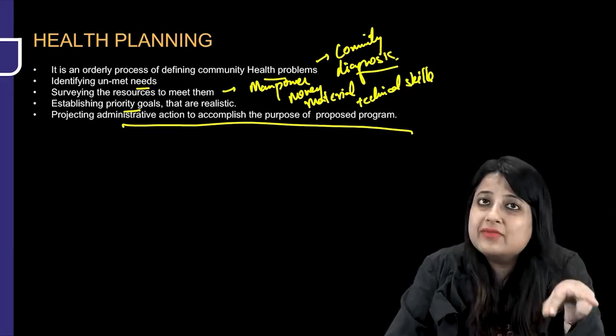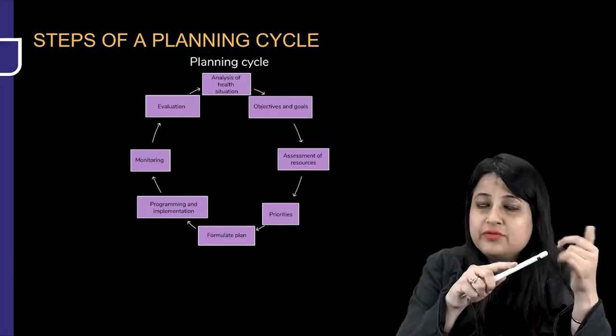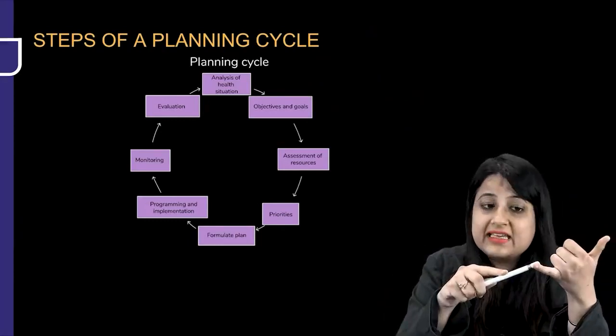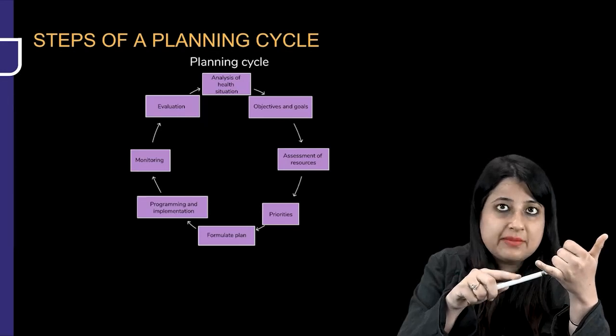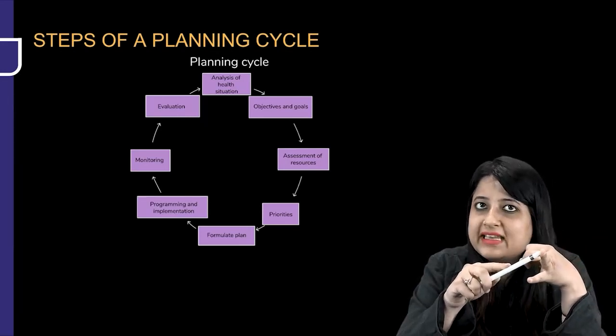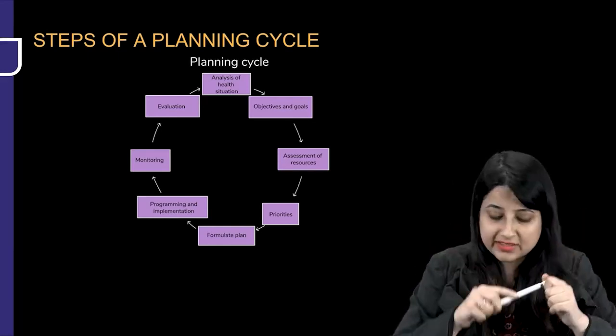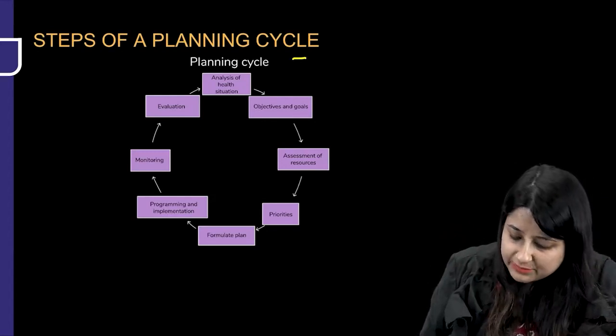More important than the definition, of course, is the planning cycle. Again, a quick heads up for all of you, you have to know planning cycle, you have to know communication cycle, demographic transition model cycle. Then you have to know family cycle. These are some very important cycles, and disaster cycle, which can come in your exams. So let's start with the steps of planning cycle.